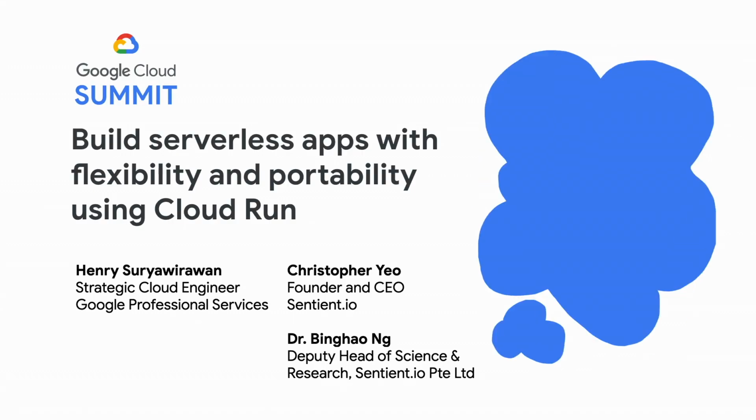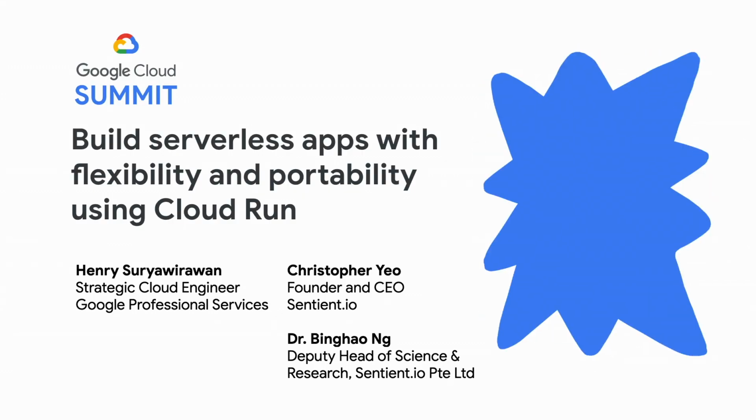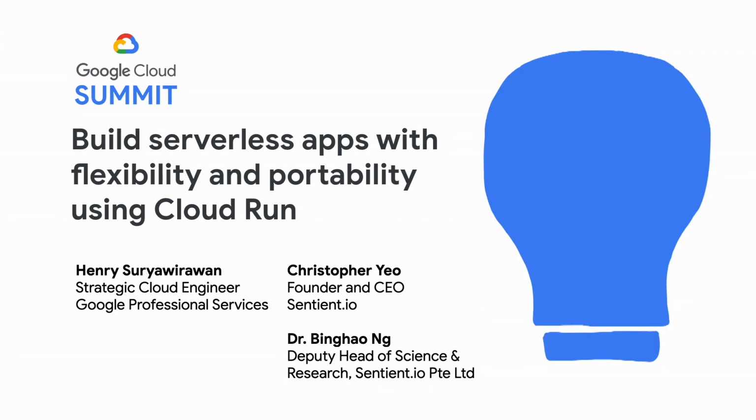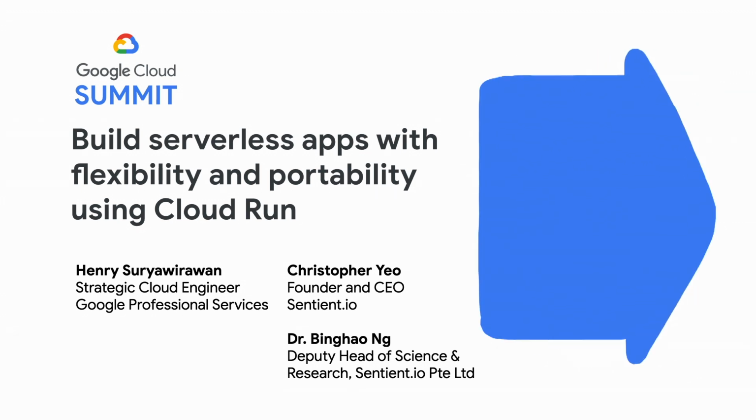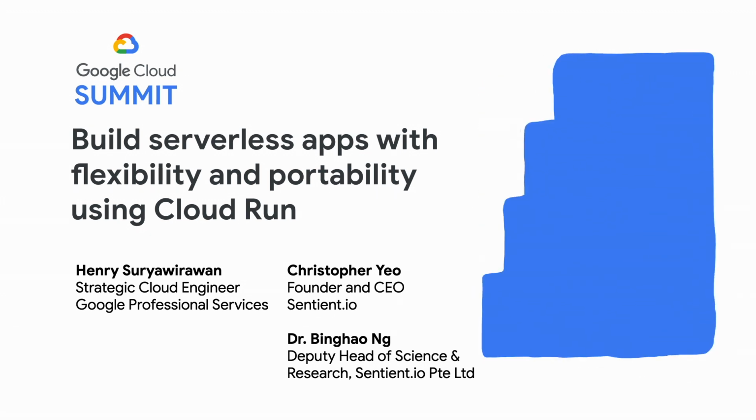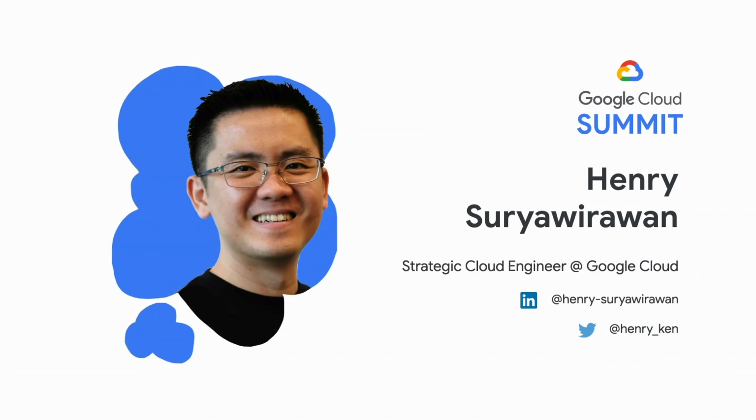And later on, we have Christopher and Dr. Ping Hao here to share their journey, their experience in using Cloud Run in building some of the data platform that they have. So allow me to introduce myself. My name is Henry. I'm part of the Google Cloud Professional Service. My role is a strategic cloud engineer. Basically, I help enterprise strategic customers to deploy Google Cloud products and services and make them successful.